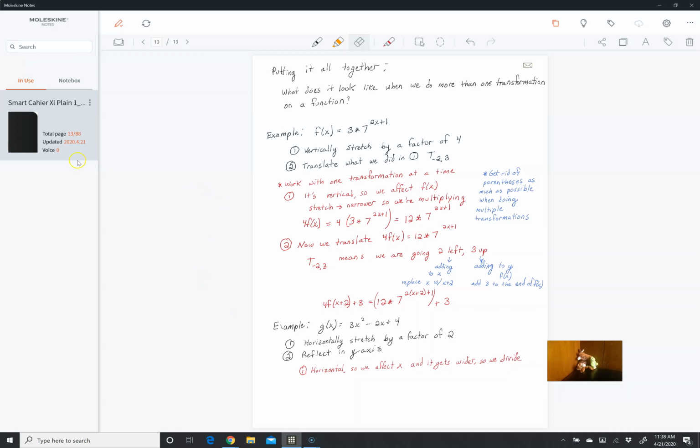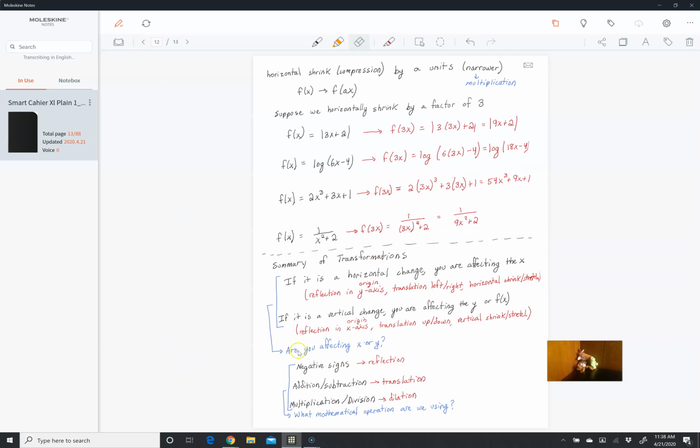Okay. Notice we're going to these two questions that we had before. We're saying, are we affecting x or y? Because that tells us, is it going to be something that changes inside the parentheses, like this 3x? Or is it going to be something that changes outside the parentheses, affecting the whole f of x? Okay. In other words, are we putting our x in parentheses and replacing it? Or are we putting our whole function in parentheses and just tacking something onto it? That's the first question that we ask.